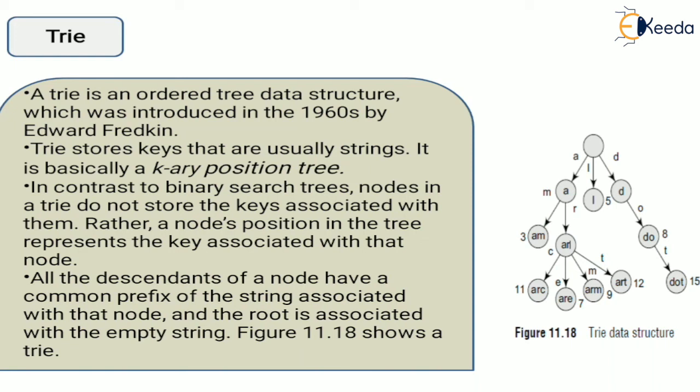In such a manner, we can store the trie data structure inside a tree, inside a different search tree. So it stores strings. So in this way, we can understand all the search trees, that is AVL tree, B tree, B plus tree, and trie. Thank you.